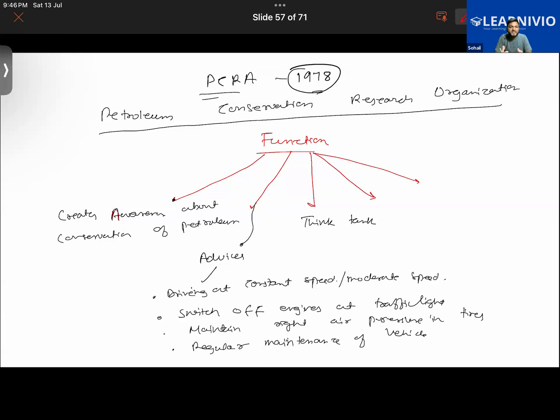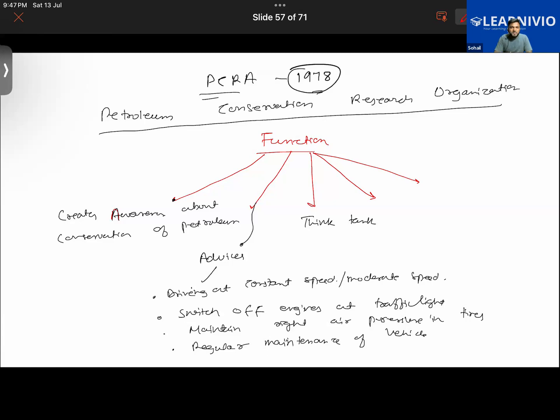Furthermore, it acts as an advisory body also, advising normal citizens on how they can minimize the wastage of petrol, diesel or other fuels. When you are driving on a road, if you maintain a constant or moderate speed, that will save fuel. When you are standing at a traffic light, turn off the engine. Maintain the right air pressure in the tires, because if the tires are not fully inflated, you would have observed the vehicle moves slower.